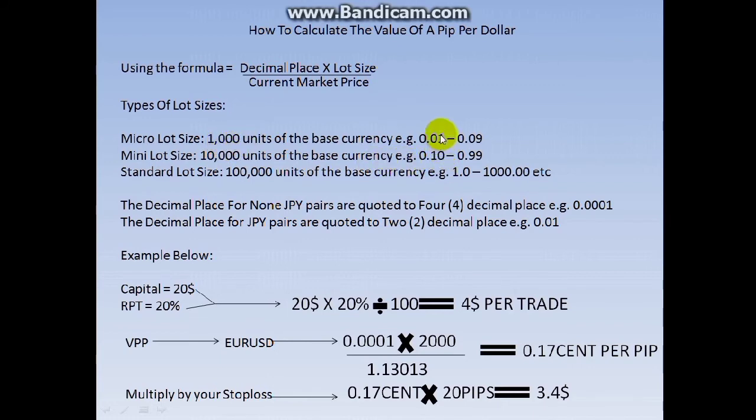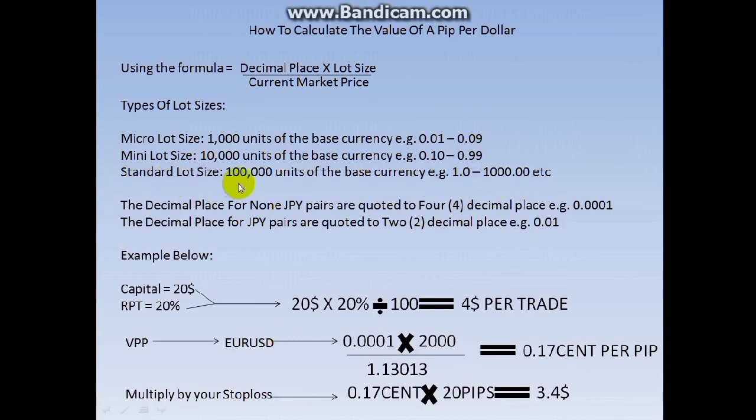So any figure on this other side belongs to the micro lot size, while the single figure on this other side belongs to the mini lot size. So between 0.10 and 0.99, that's mini lot size. When this, for example, is almost close to 1.00, this will be 99,000 units. Sorry, 99,000, not 90,000.